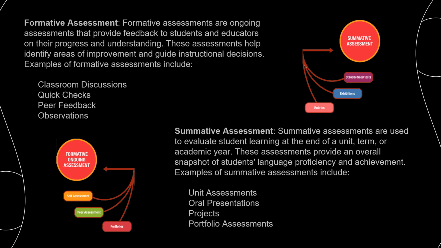Summative assessment. Summative assessments are used to evaluate student learning at the end of a unit, term, or academic year. These assessments provide an overall snapshot of students' language proficiency and achievement. Examples of summative assessments include unit assessments, oral presentations, projects, portfolio assessments, rubrics and criteria, feedback and reflection, data analysis.